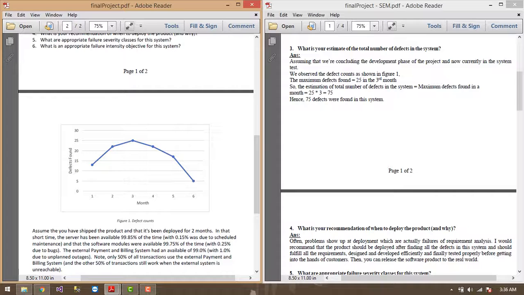So if we add all of them, it would be more than 104 defects found. So it's around 5 plus 17 is 22. 22 plus 22 is 44. 44 and 25, 69. 69 plus 22, 81. 81 and 13 is 104. So it's around 104 defects found. That's the total number of defects in the system.